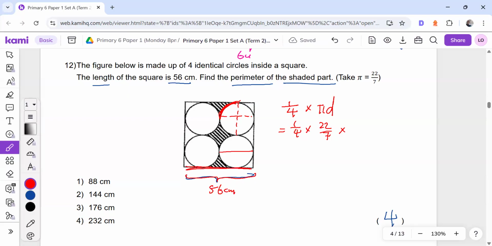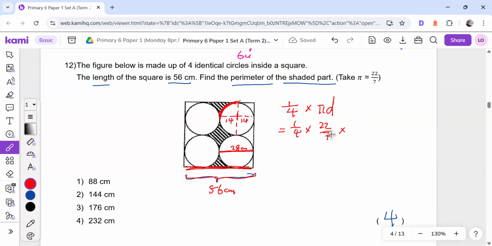Length, not perimeter. Okay. So you divide by 2, that'll be 28. Right, 28. So the diameter is 28, right? After you divide by 2, then you divide by 2 some more. Divide by 2, you get the radius. Okay, the radius, which is 14. That's how you get the radius.